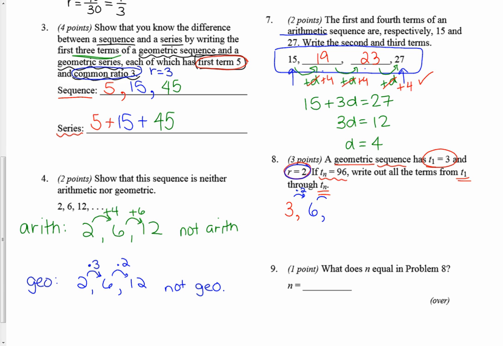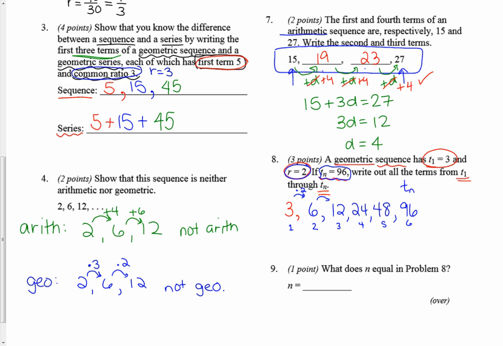Then I have to double that again. 6 times 2 gives me 12. Doubled is 24. Doubled is 48. Doubled is 96. They told me T sub n was 96. That means the nth term is 96. Well, if this was the first term, then the second, third, fourth, fifth, sixth.